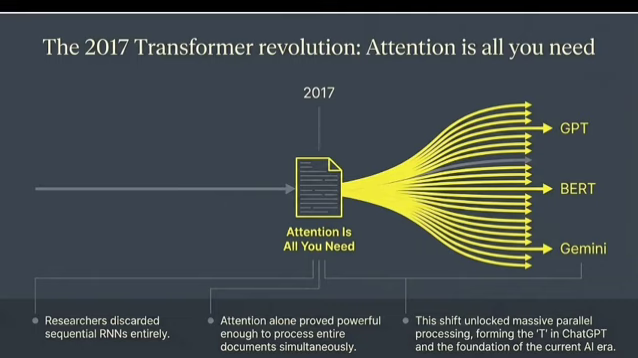The attention mechanism all started from this particular paper. This is a research paper which was introduced in 2017. "Attention Is All You Need" is the paper due to which the researchers completely discarded the sequential RNNs. I previously mentioned that they used to work sequence to sequence, like from one token to another token.